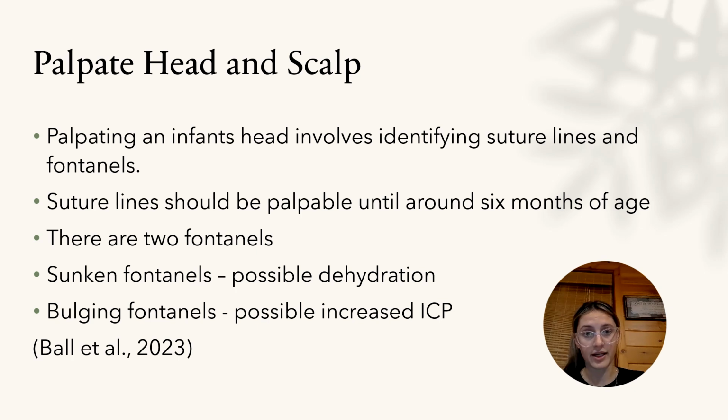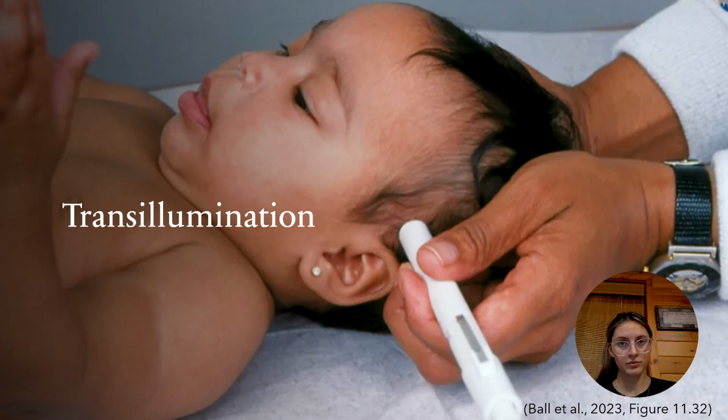Fontanelles should not be sunken. This can be an indication for dehydration, and if the fontanelles are found to be bulging, this can indicate increased intracranial pressure. In addition, it is important to know where sutures are located on an infant, because ridges that are found outside these locations can be an indication of a skull fracture. Just of note, sutures can only be palpated until around 6 months of age.